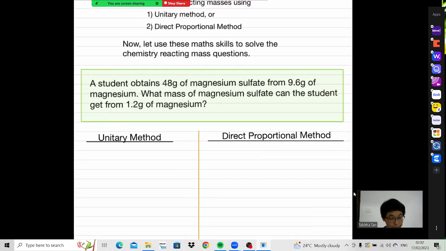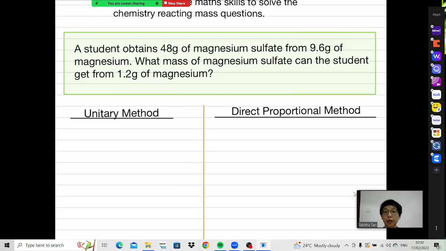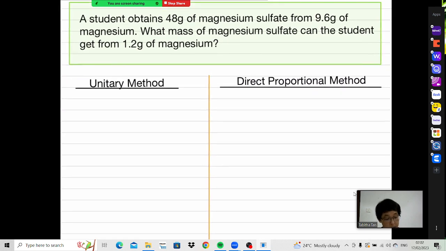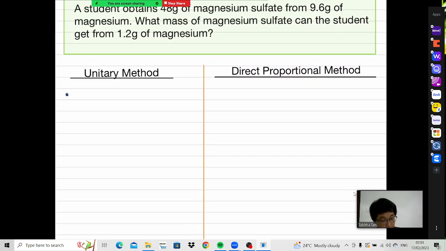Now I put in the first example here. A student obtained 48 grams of magnesium sulfate from 9.6 grams of magnesium. What mass of magnesium sulfate can the student get from 1.2 grams of magnesium? So you are now using 1.2 grams of magnesium, and you want to say, how much magnesium sulfate can we get? Let's demonstrate with the unitary method.